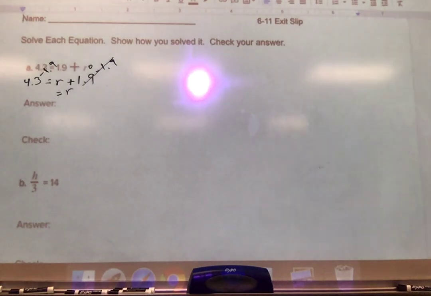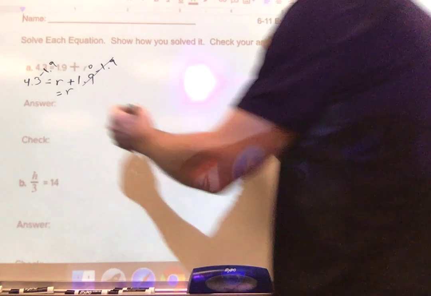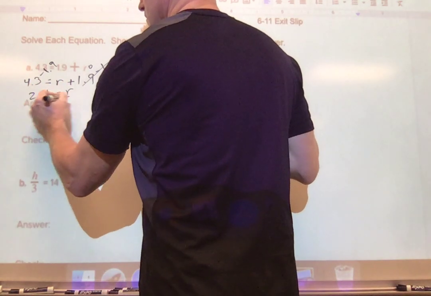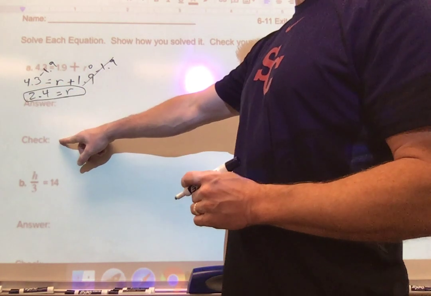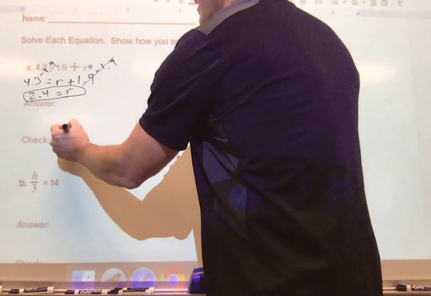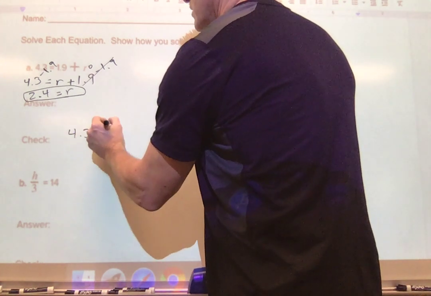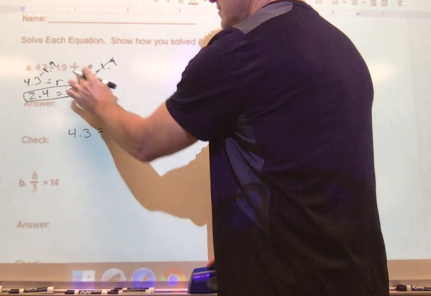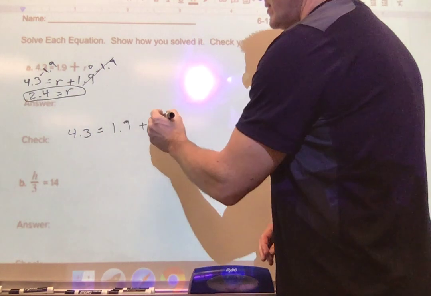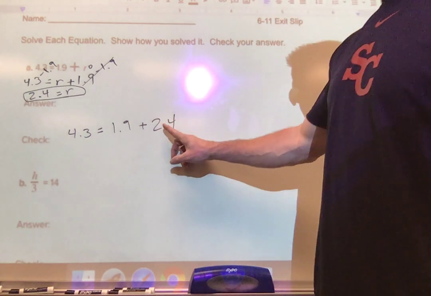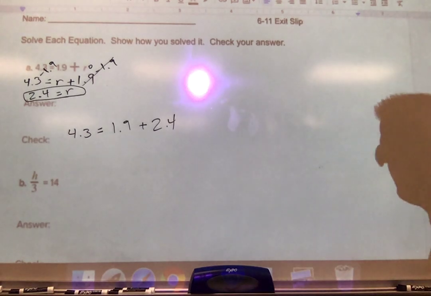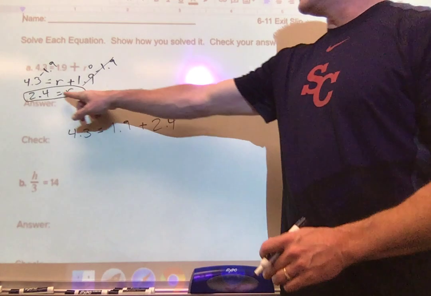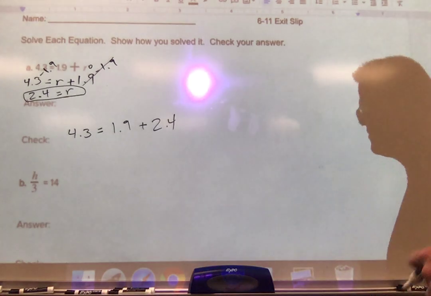Okay, and I've already done the work here. You guys can line it up and do your subtracting here, but the answer should be r equals 2.4. That'll be my answer here. And r equals 2.4, and we talk about that check step. If I plug that in, I've got 4.3 should equal 1.9 plus r, the original equation there, and we know r is 2.4. And I know if I add those two, it will equal 4.3. All right, so I plugged it in. I know that that is correct. So I know r equals 2.4 in this case, or 2 4/10.